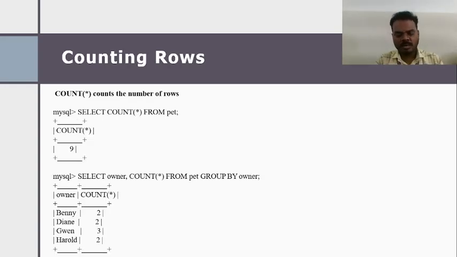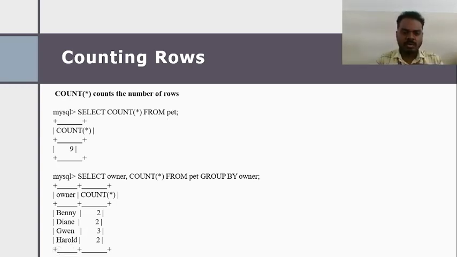Next thing is counting rows. Okay, so now I am going to count the number of records, the number of rows in a particular table. You need to use count star. So I am going to use select count star from pet. So it will count the number of rows available in the particular table.